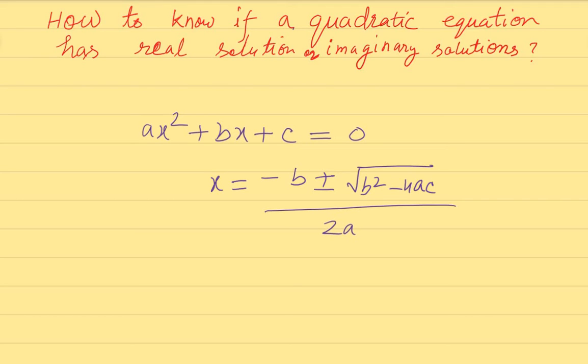And the solution of this quadratic equation is given as x equals minus b plus minus square root of b square minus 4ac over 2a. Right? Here, the expression under the radical, which is b square minus 4ac, is known as the discriminant D, and we write it with the capital letter D, like this: D equals b square minus 4ac.